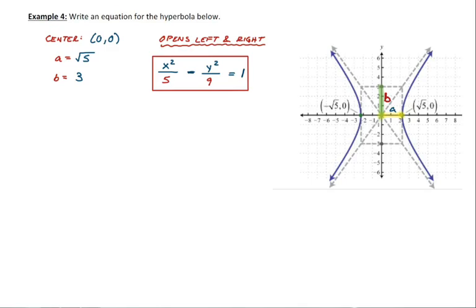So writing the equation from the graph, hopefully, if we know where to find a, b, and the center, should be pretty straightforward. Just remember that the order matters for x and y. It depends on which direction it opens, because with subtraction, the order matters. And then just make sure you're squaring a and b and putting them in the denominator. So that's day 6, just a little bit of additional hyperbola vocabulary and writing equations from graphs and various combinations of information.